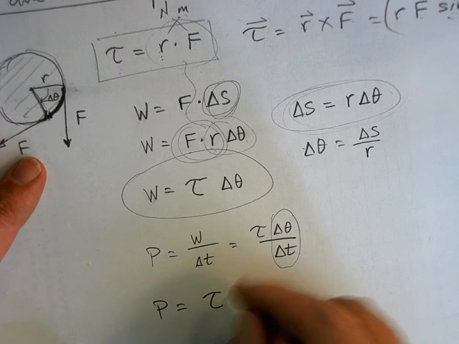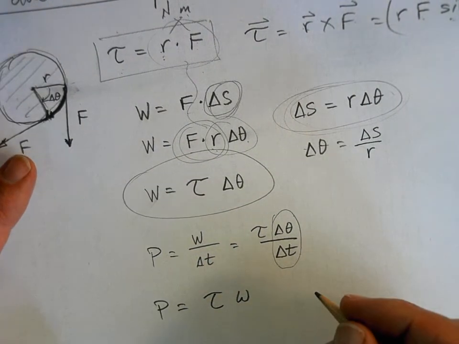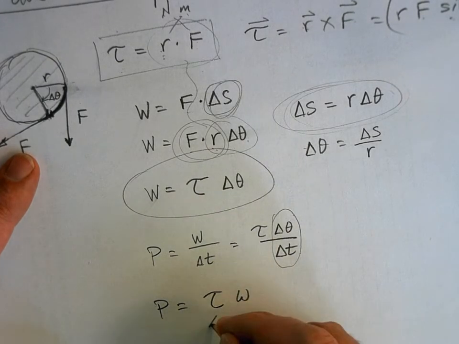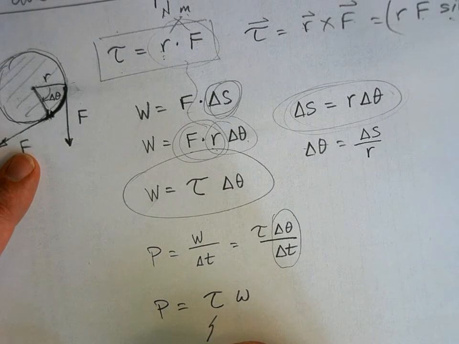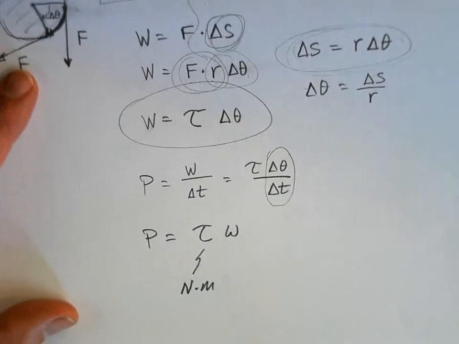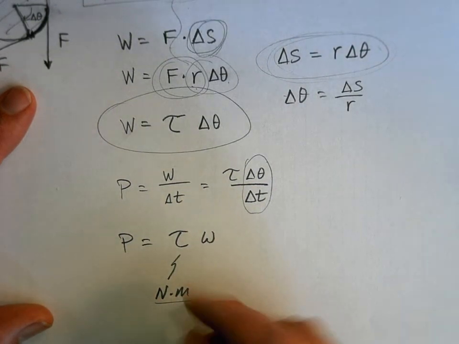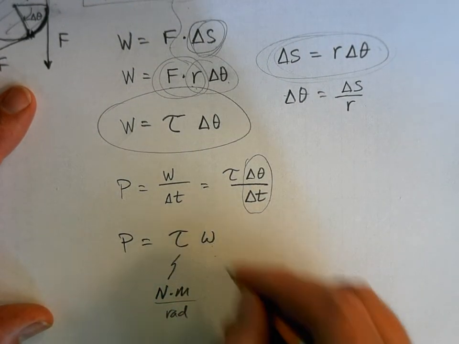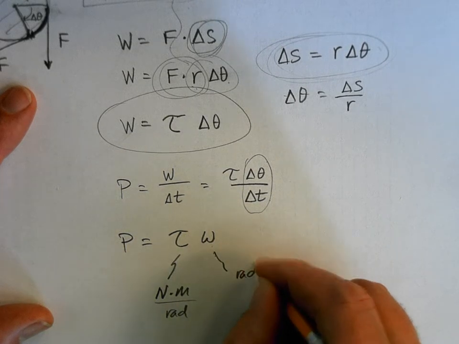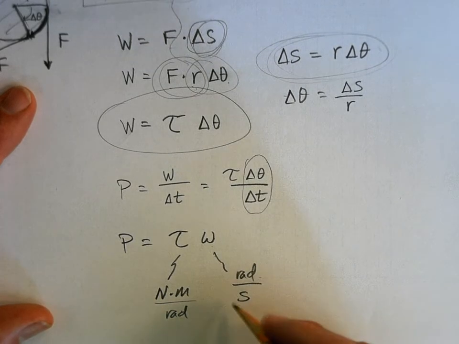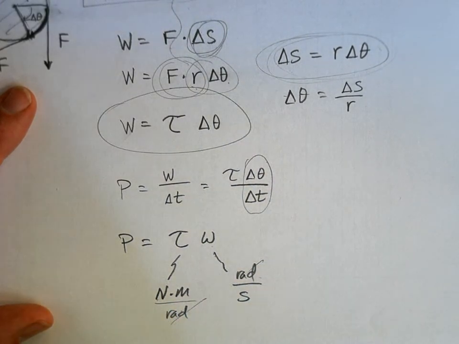Torque times omega. Now, if you want this in watts, this torque will be in newton meters, and now it's really newtons times meters per radian. And of course, omega has to be in radians per second. So when you multiply them, you get newton meters per second, which is a joule per second, which is a watt.